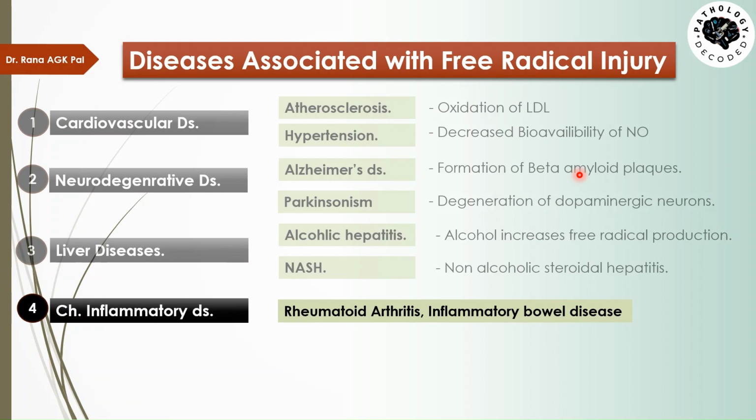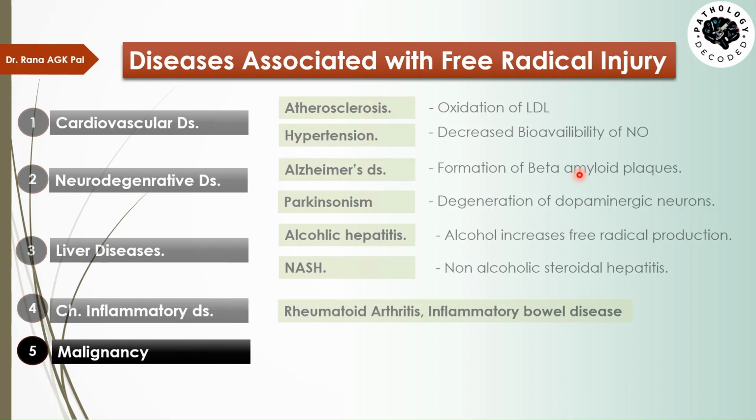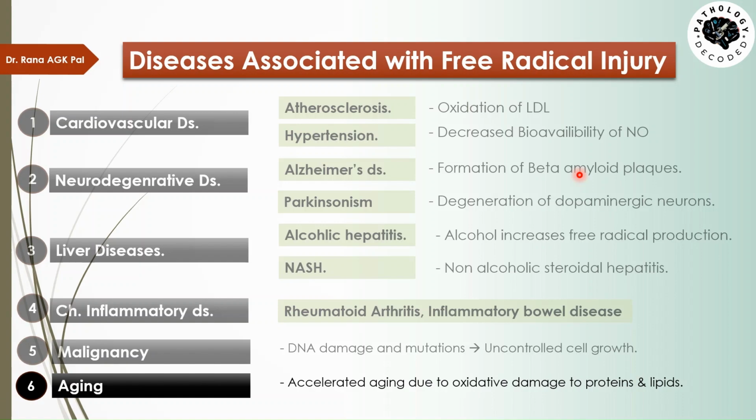Many chronic inflammatory diseases like rheumatoid arthritis, inflammatory bowel diseases, including autoimmune diseases like SLE, etc., have been implicated to the free radical injury. Malignancy, this is because of the free radical causing DNA damage and mutations, which leads to uncontrolled cell growth. And aging, accelerated aging due to oxidative damages to the proteins and lipids, so formation of peroxisomes, etc., and misfolding of the proteins leading to decreased lifespan of the cell, are responsible for cellular aging or accelerated aging in a person. So these are the common conditions which are associated with the free radical injury.